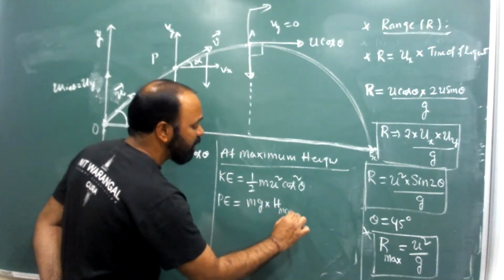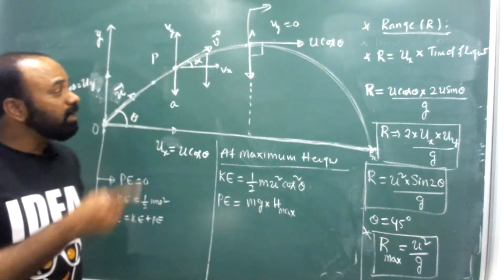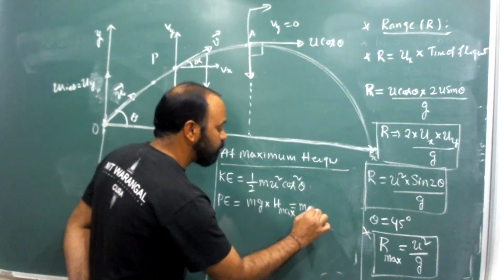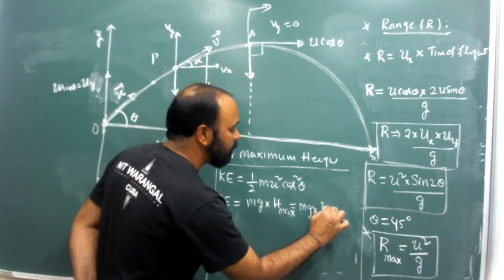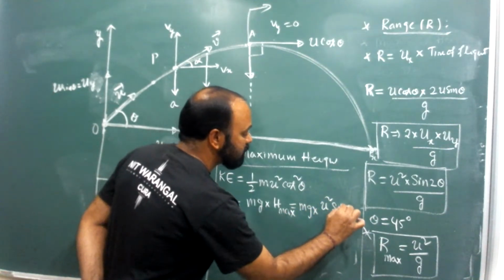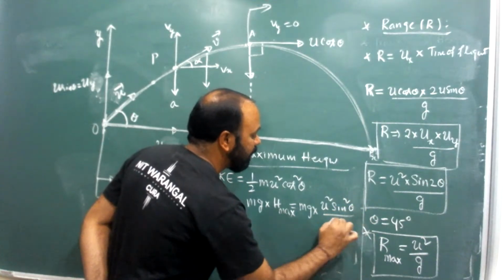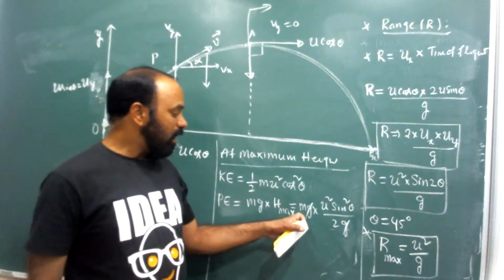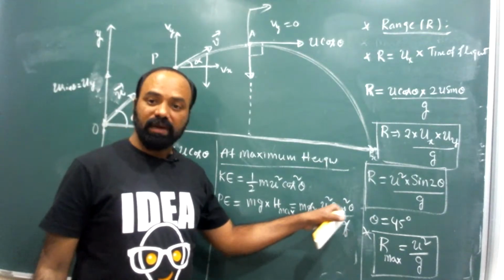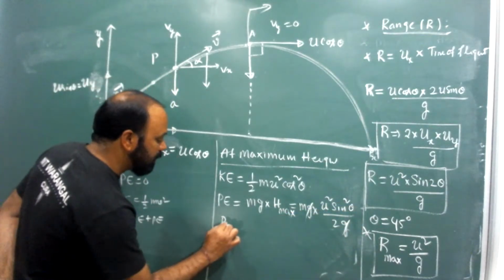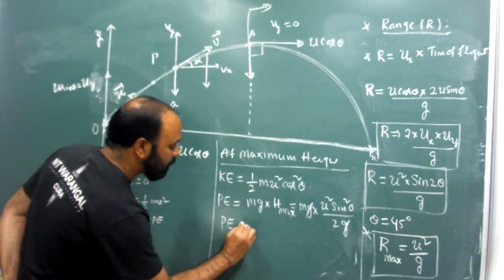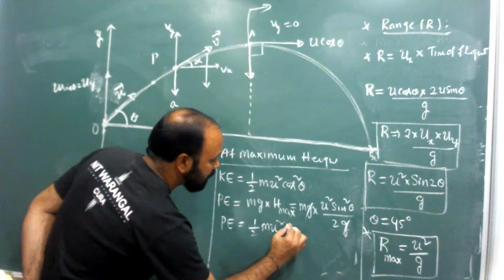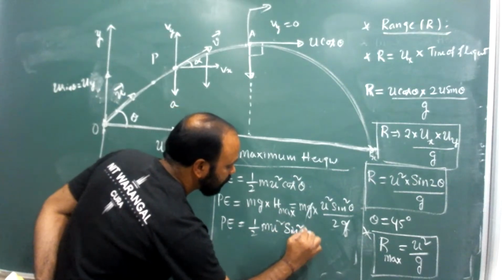Why? Because we are calculating the potential energy at maximum height. Maximum height formula, what we have? mgh, with h maximum equal to u square sin square theta by 2g. This g gets cancelled. What we get again? Half m u square sin square theta. So PE we can write as half m u square sin square theta.